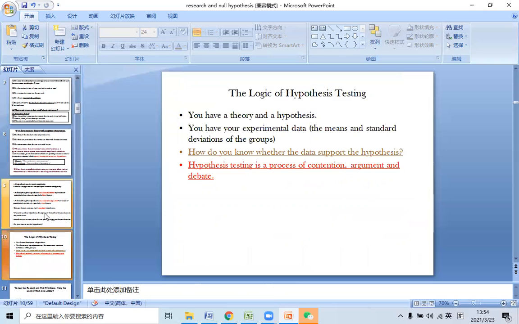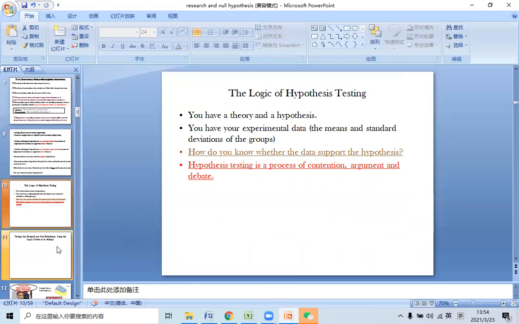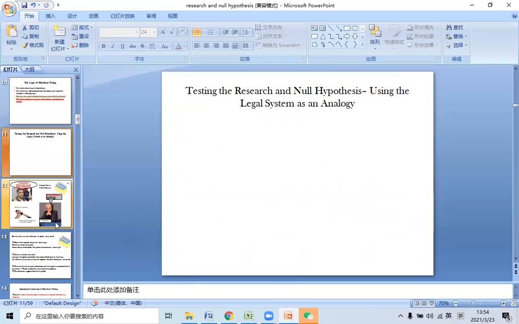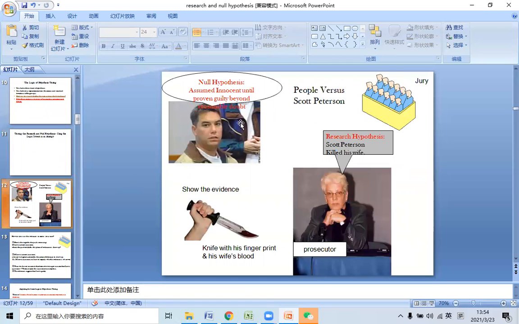How do we test a hypothesis? Now you have a process, a logic of hypothesis testing. It is very similar to the legal system. Suppose you are in a court of law, and there's a defendant and a prosecutor. Let's see, this is a real case.